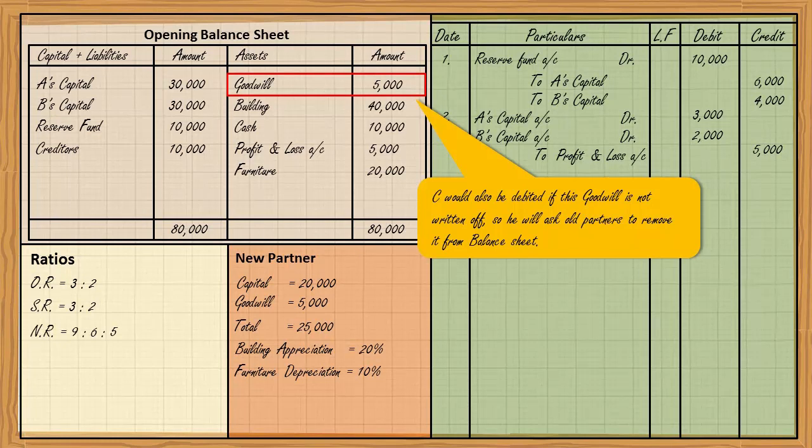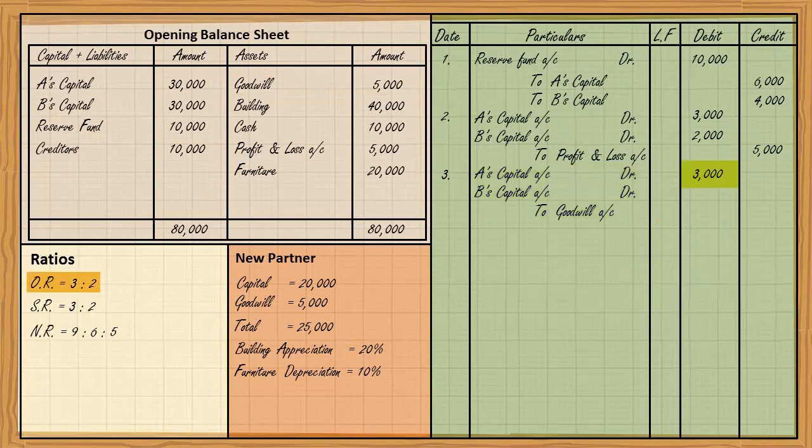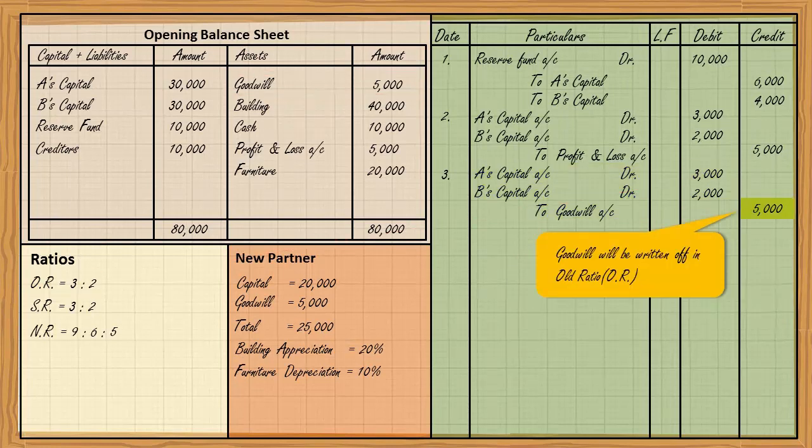So you have to write off this goodwill account. It is on the asset side. It means this goodwill account is carrying debit balance. If we want to remove it, we will have to credit this account. Means goodwill account will be credited. And then who will be debited? Naturally, A and B. So journal entry will be A's capital account debit, B's capital account debit to goodwill. 3,000, 2,000, 5,000. This goodwill has been written off in the ratio of 3:2. That is the old ratio.